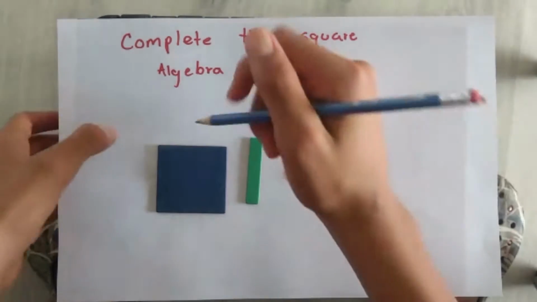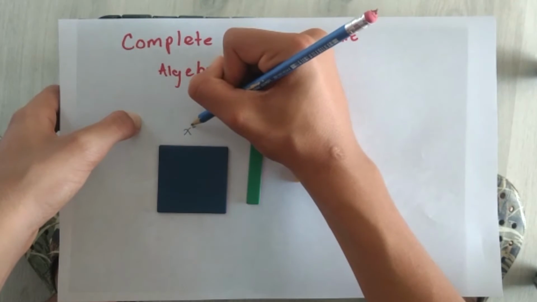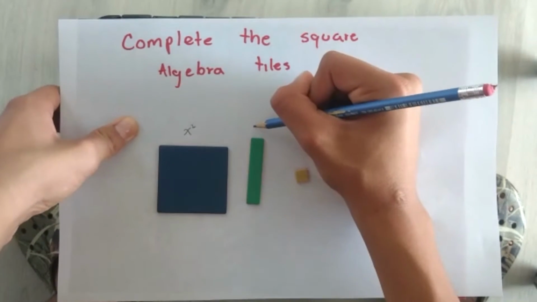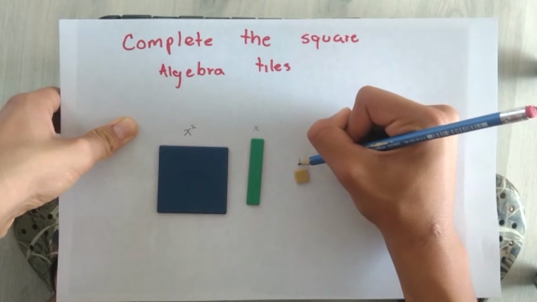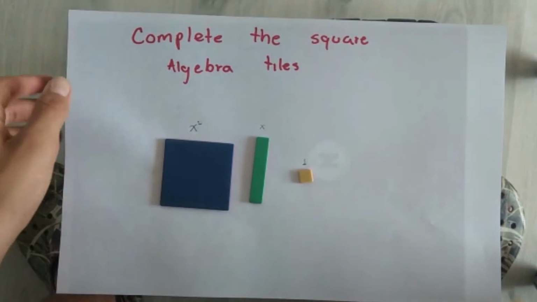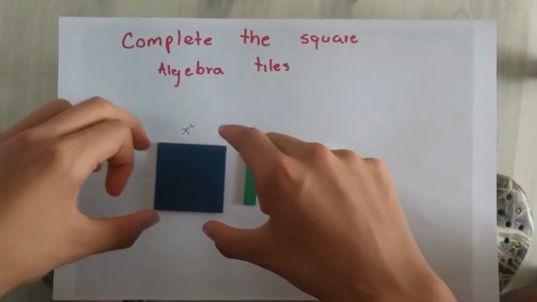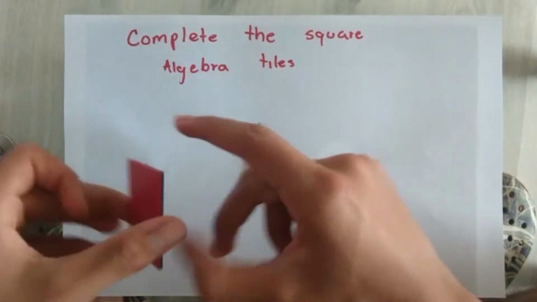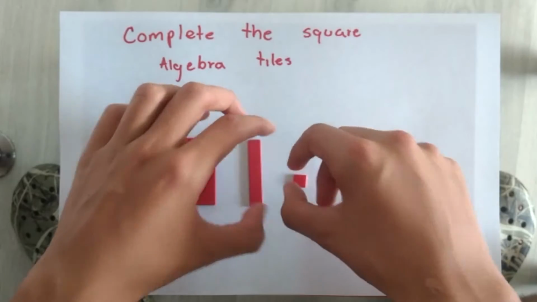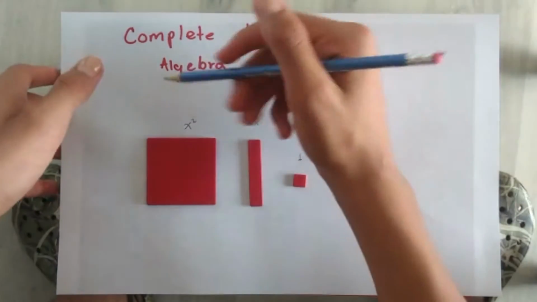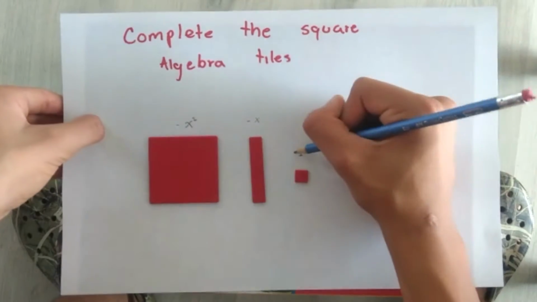Okay, so for the game, this will be x to the second power. This will equal x, and this will equal 1. This little game also has a tricky part, which is the negative part. As you can see, this part is red, which tells us that this could also be negative x to the second power, negative x, and negative 1.